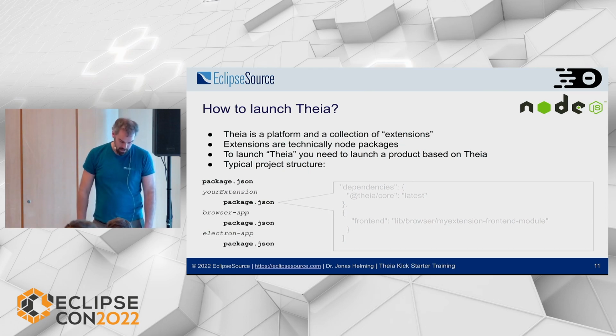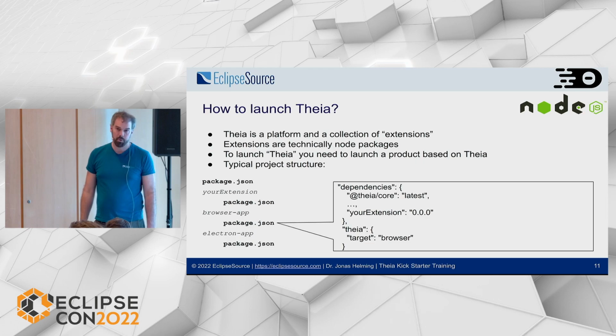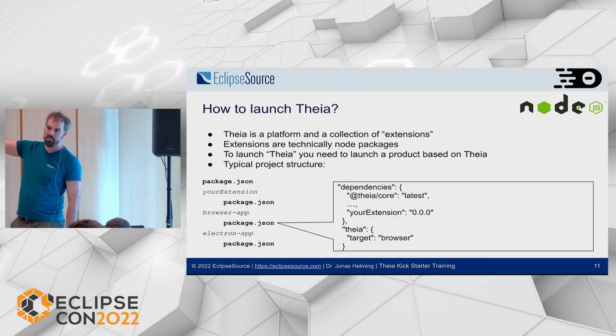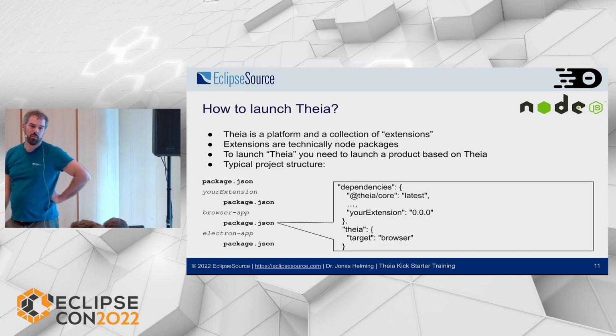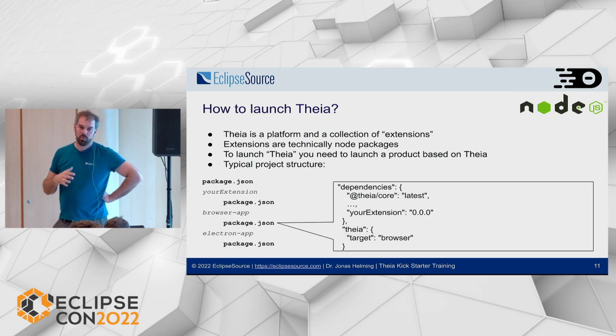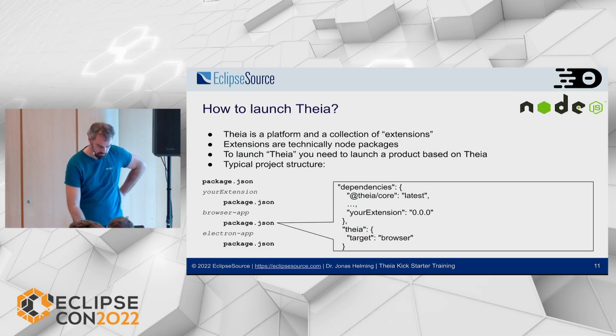All right, and then let's look at the browser app package.json. This is the product configuration. It also has a list of dependencies. In this case, the dependencies have a slightly different meaning: these are all the modules that are part of your product. So if you want to add something to your product, you would add it to this list. And then if you run the build, it will actually be added to your Theia-based product. And we see, for example, here, our extension is part of it and Theia core. So we have kind of a minimum product with only Theia core and our own extension. And down there, the target is defined. The Electron package.json would look very similar, but with another target instead of browser.